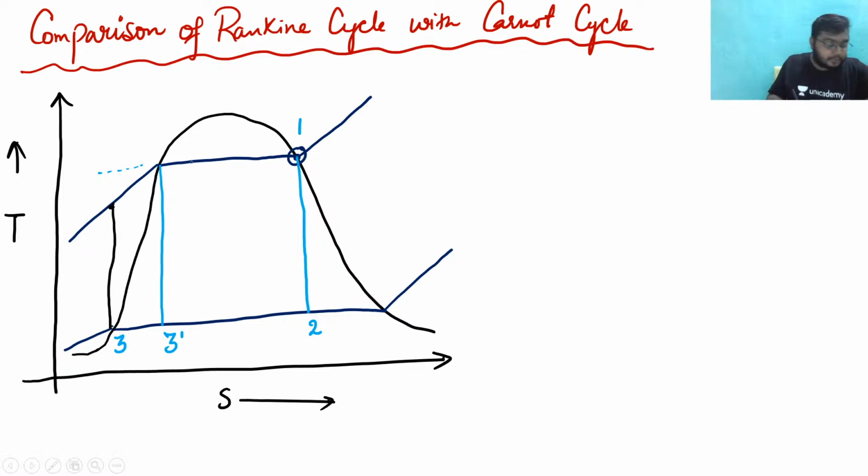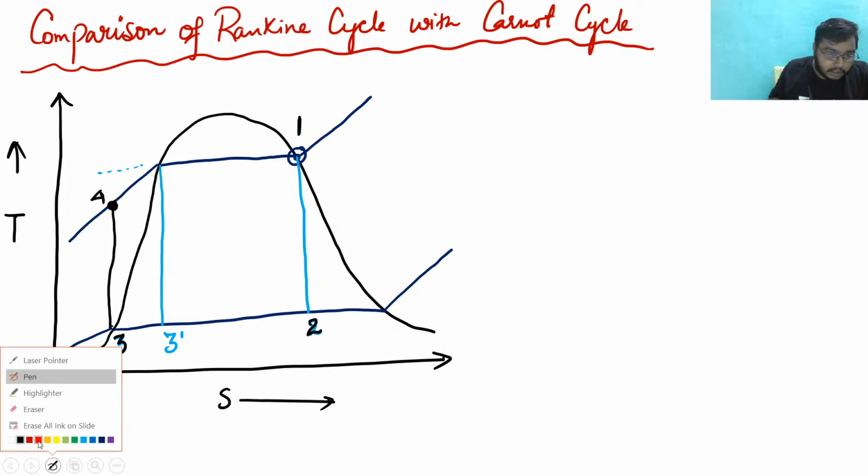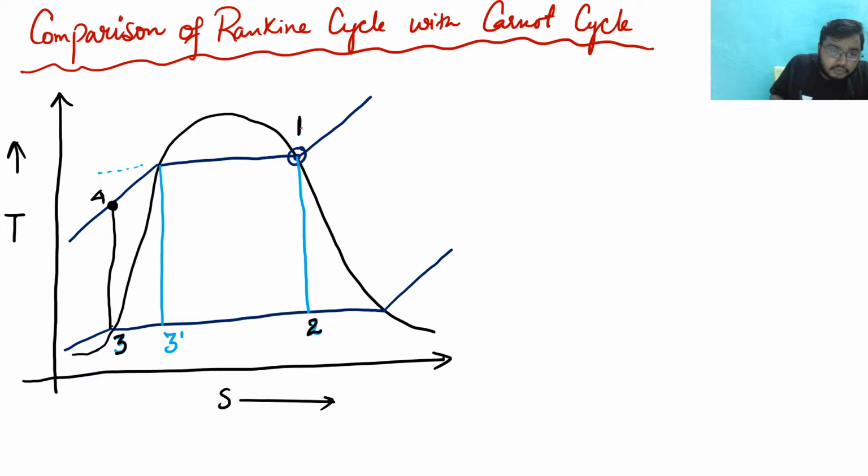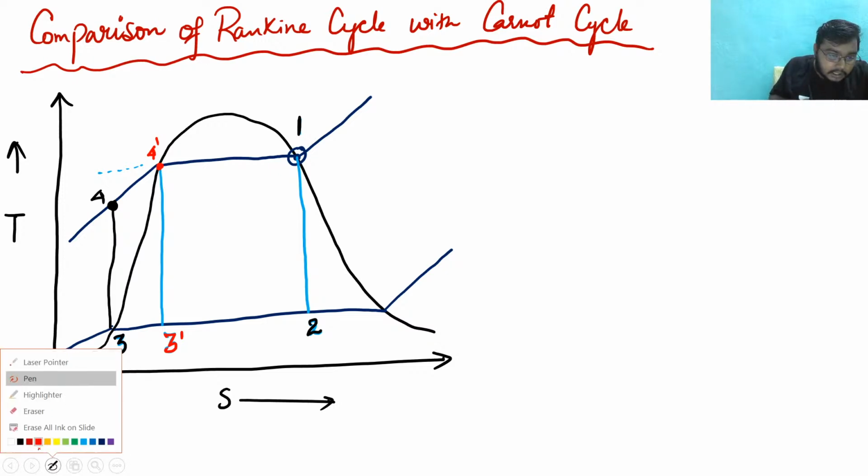So see here, this is 1, 2, 3, 4, 1. Clear? This is my Rankine cycle. Now, if I talk about the Carnot cycle, what is my Carnot cycle? Carnot cycle is 1, 2, 3, 3 dash, and 4 dash. This is my Carnot cycle. Clear? This is my Carnot cycle.